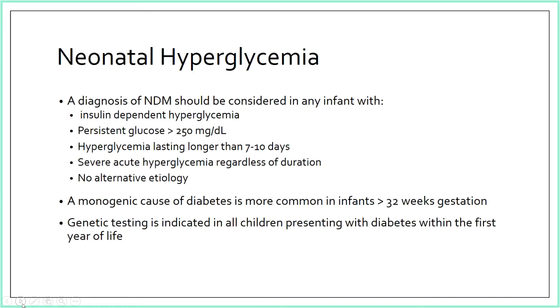A monogenic cause of diabetes is more commonly found in infants greater than 32 weeks of gestation, but it's important to note that even in infants who are younger than 32 weeks of gestation, a monogenic cause of diabetes is found quite frequently, in about 30% of those patients. And so irrespective of your suspicion, if a child is presenting with insulin-dependent hyperglycemia in the neonatal period, genetic testing really should be obtained in all of these children.